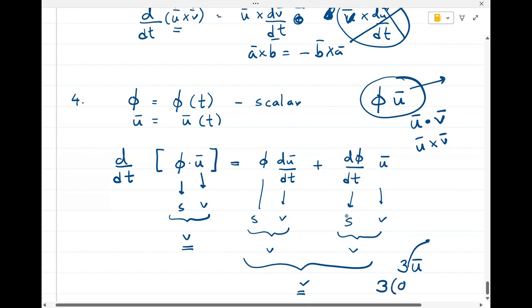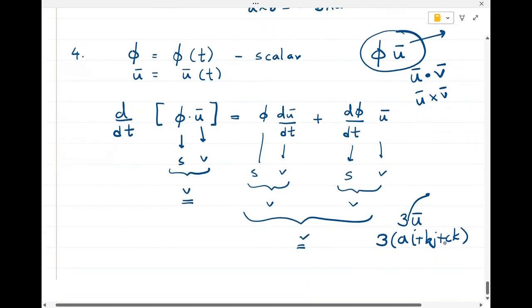It's understood that this 3 is going to multiply this vector u bar. So this 3 is going to multiply ai plus bj plus ck, which is nothing but 3ai plus 3bj plus 3ck. Okay, so this is how you multiply a scalar and a vector, right? So the proof is the same, so I will not discuss the proof in this video.